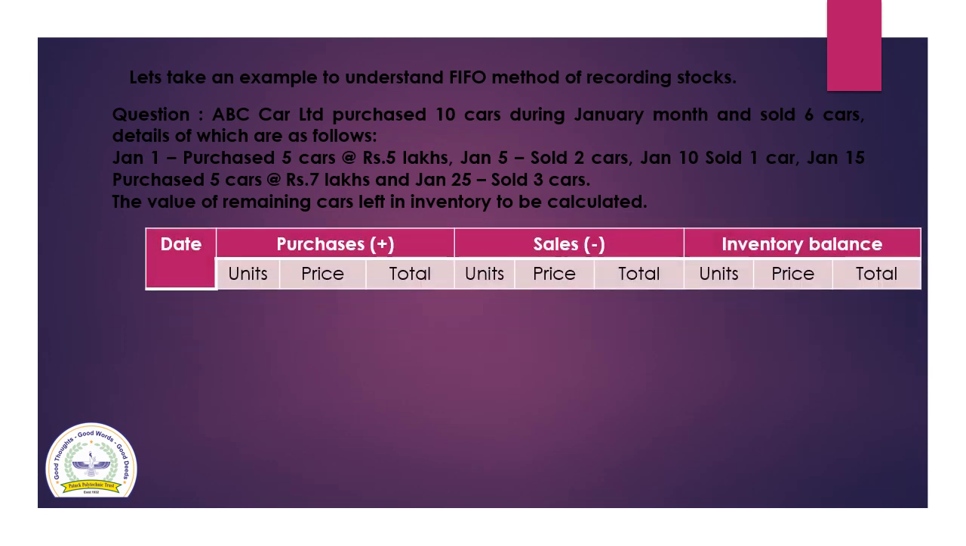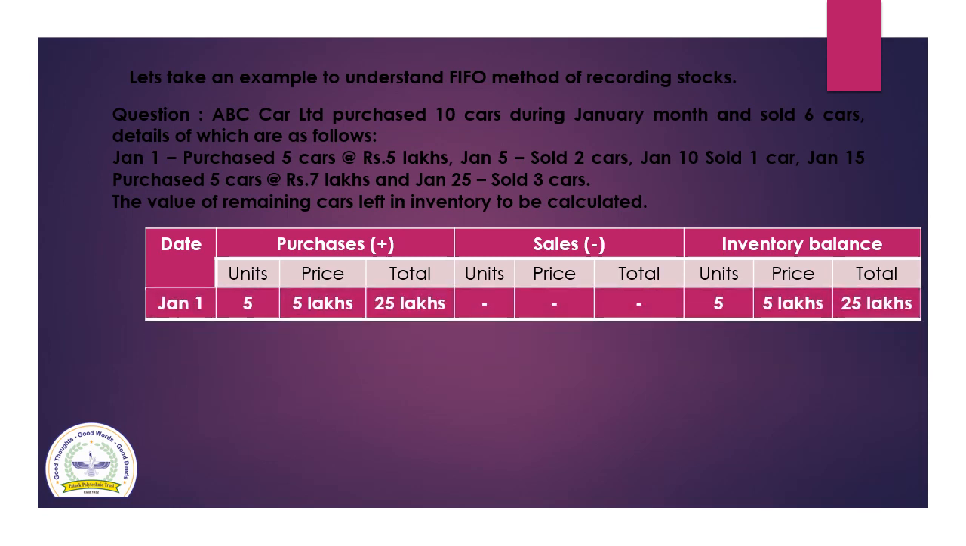So we need to prepare 4 main columns. Out of the 4 main columns, the first column will be date and the other 3 columns will be purchases, sales and inventory balance. In all 3 columns we need to prepare 3 sub columns each: units, price per unit and total cost. Now let us start recording the transactions.